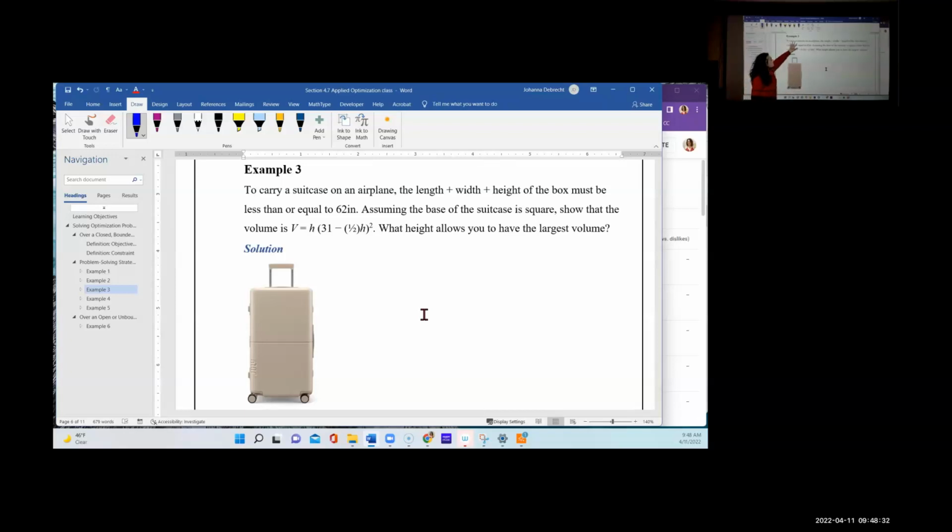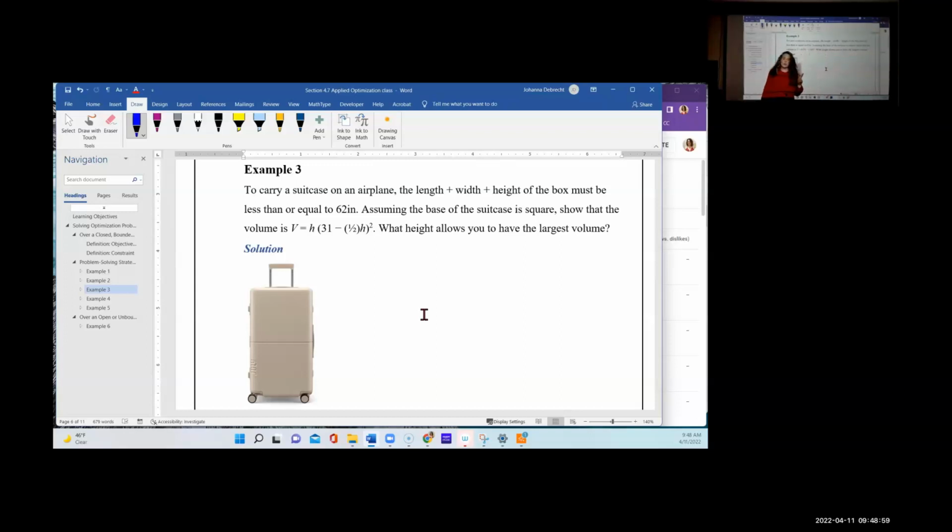To carry a suitcase on an airplane, the length plus the width plus the height of the box must be less than or equal to 62 inches. Assuming the base of the suitcase is square, show that the volume is equal to the height times 31 minus half the height, quantity squared. What height allows you to have the largest volume?